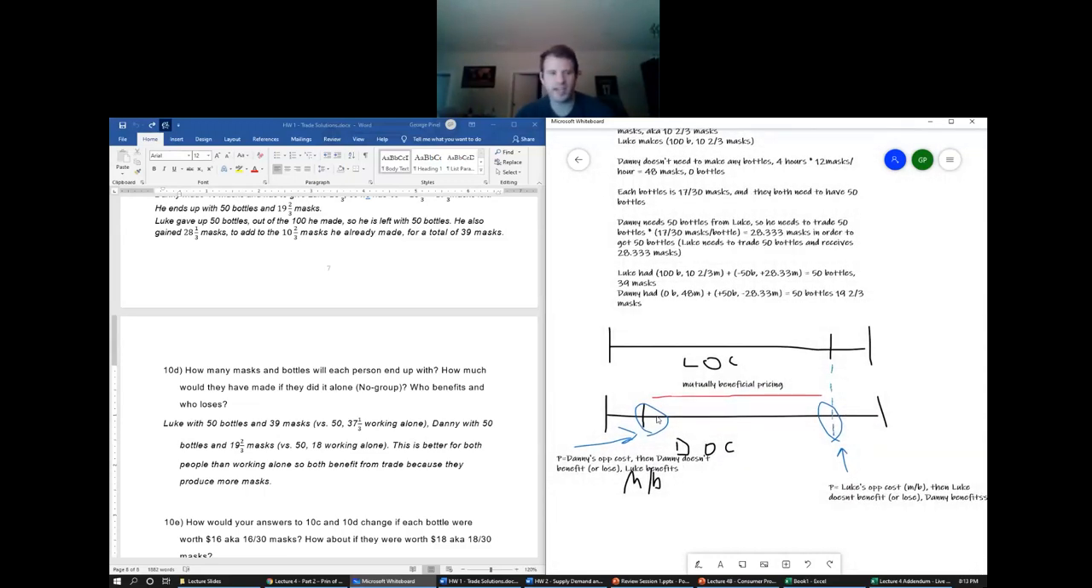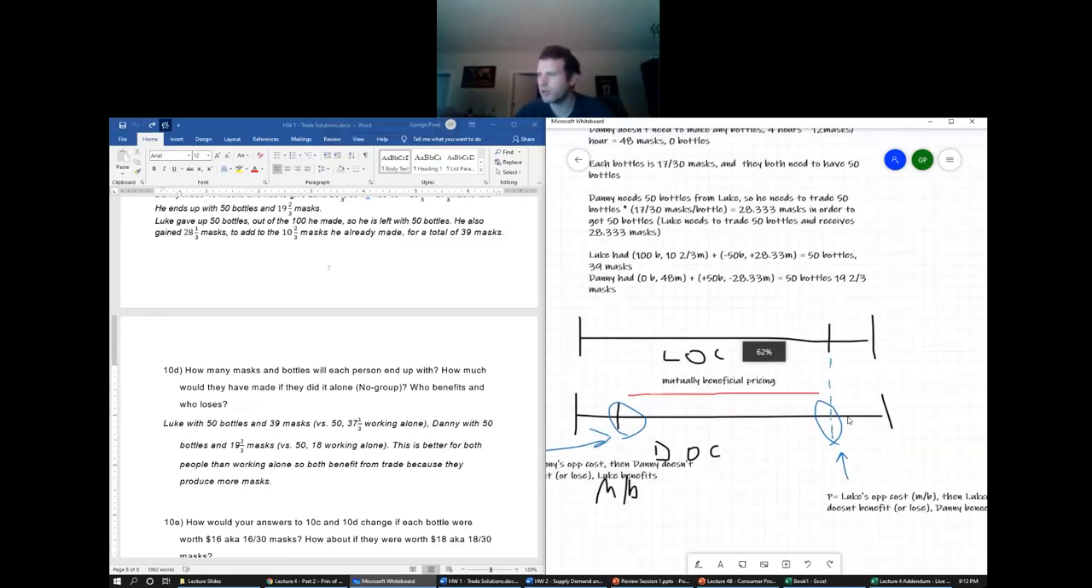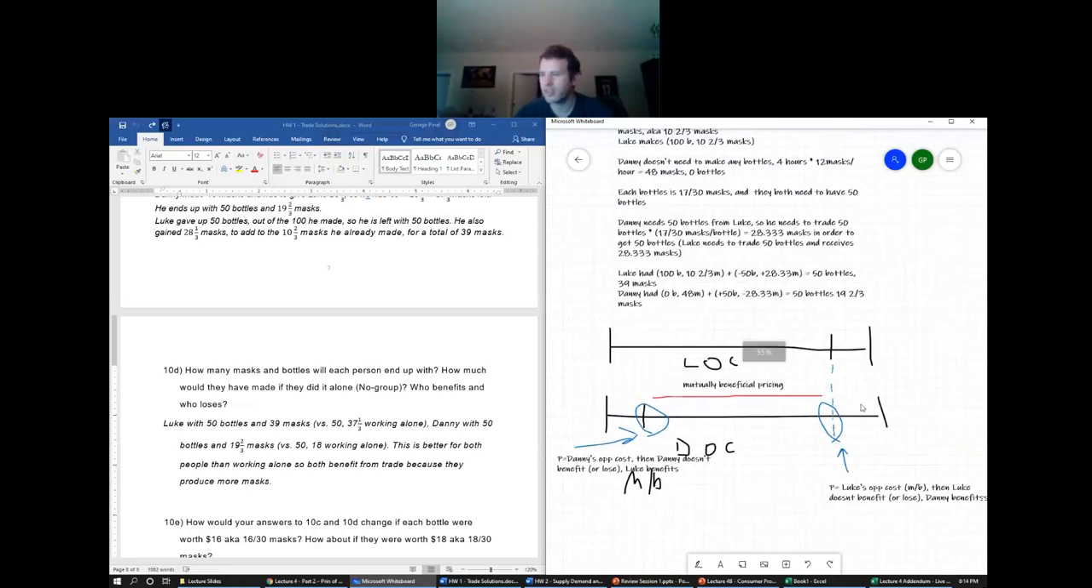And then let's say the price were over here, then basically this is higher than Luke's opportunity cost. So Luke isn't going to want to make that trade. And if the price is here, Danny's not going to want to make that trade. Okay, so they won't make that trade. But there always exists at least one price that will benefit both of them.